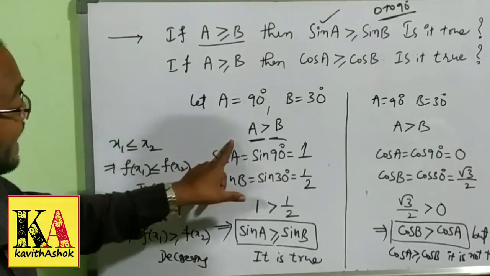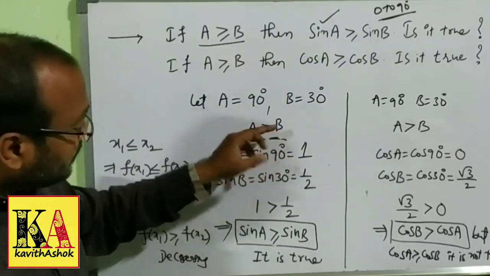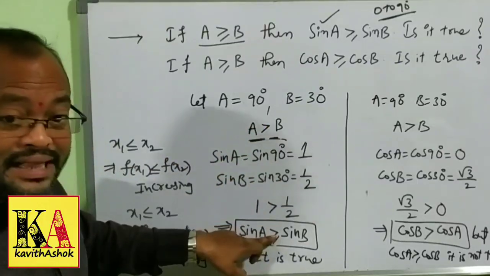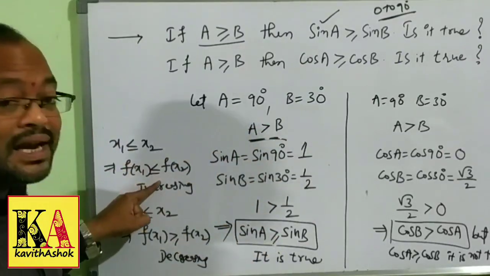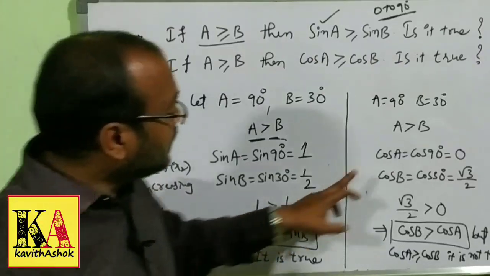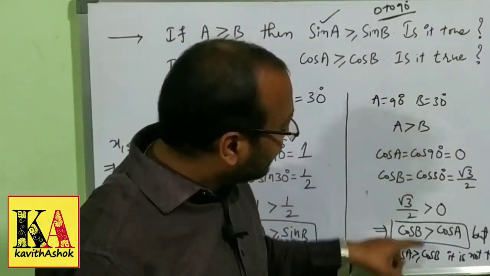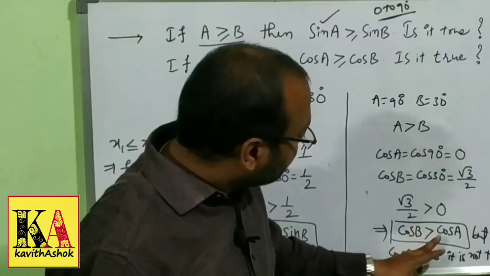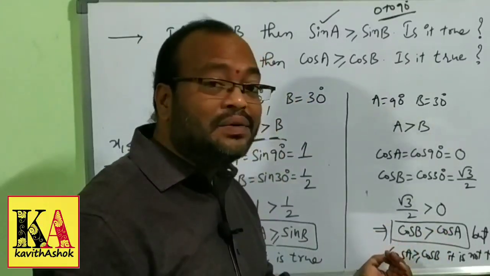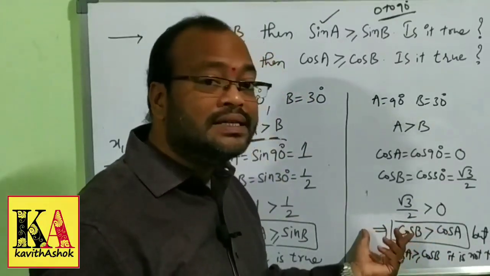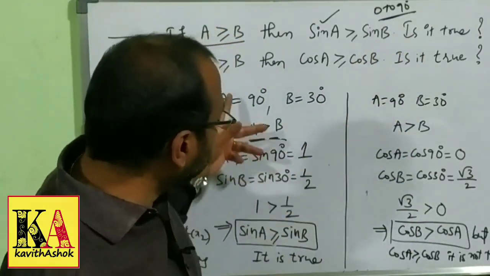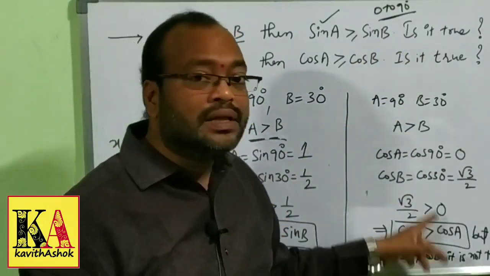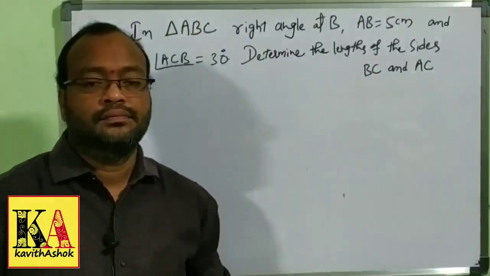So here A greater than B. Greater than is there, we can get greater than only. For greater than to greater than, that is an increasing function. Less than to less than is also an increasing function. But here if you take greater than, we are getting reverse. That means cos A is less than cos B. That is reverse. So that is a decreasing function in the interval 0 to 90 degrees. So it is true for this condition and it is not true for the second condition.